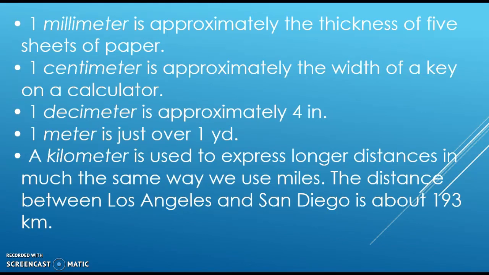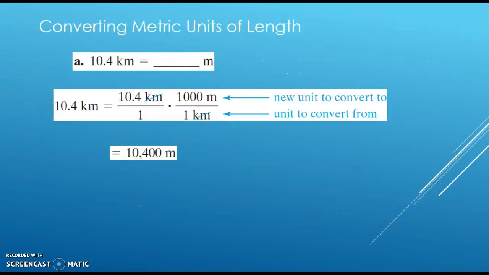Now, part of what you're going to be learning in this chapter is how to convert units. This is an example of how to convert metric units of length using conversion factors. It shows you if we want to change 10.4 kilometers into meters, the very first thing that we do is put that 10.4 kilometers over 1, and then we multiply by a conversion factor. What goes on top is the unit you're converting to, and on the bottom is what you're converting from.